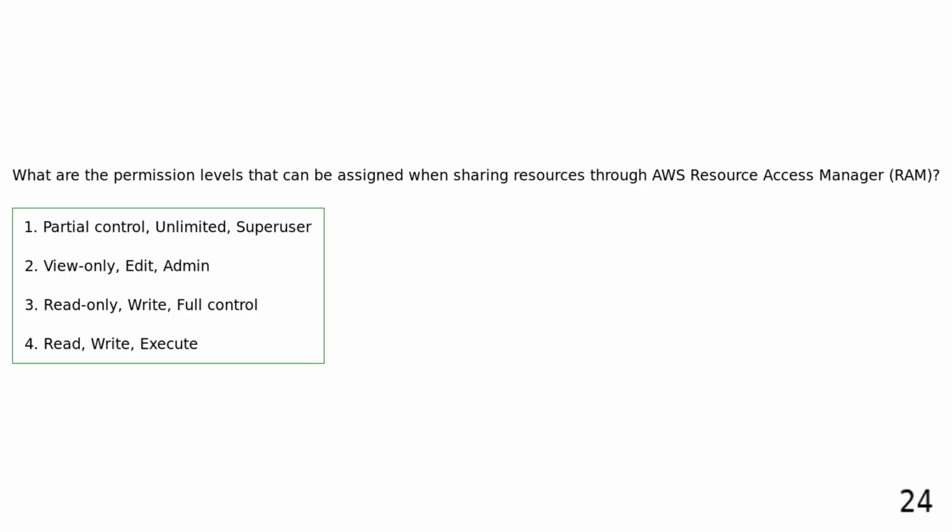What are the permission levels that can be assigned when sharing resources through AWS Resource Access Manager? Partial control, unlimited, superuser. View only, edit, admin. Read only, write, full control. Read, write, execute.